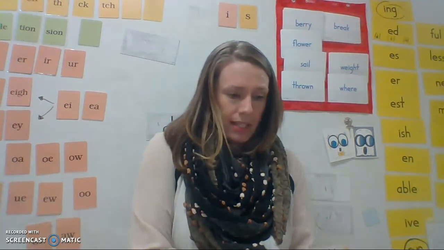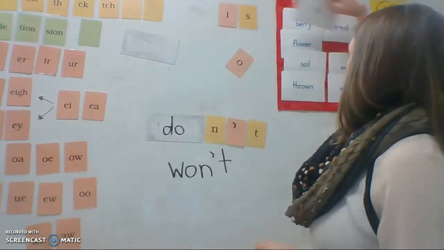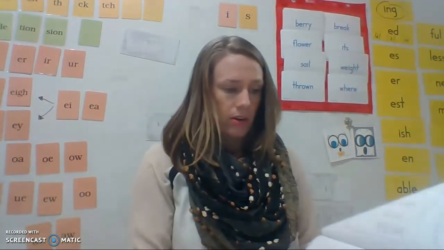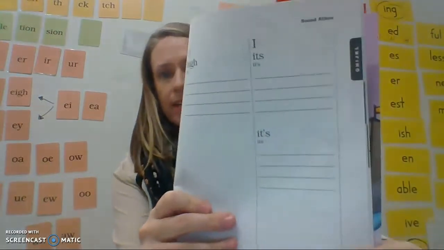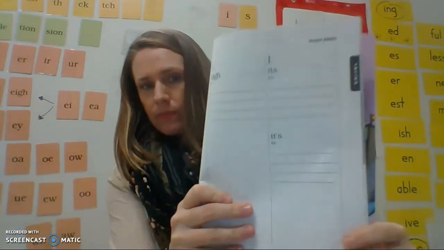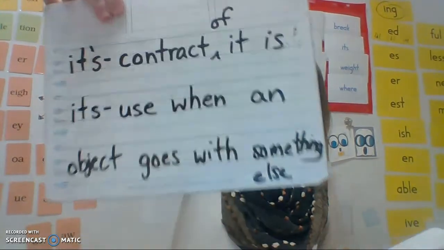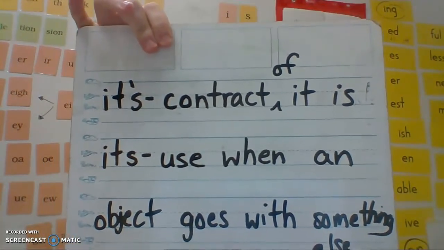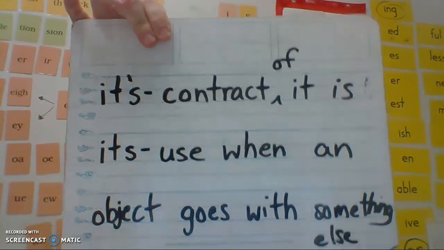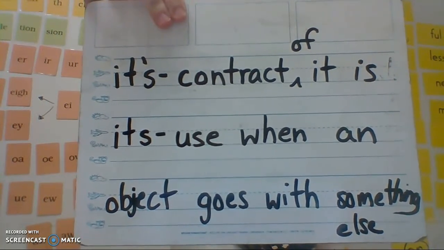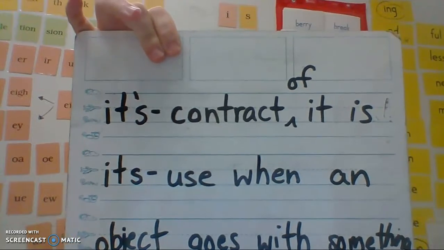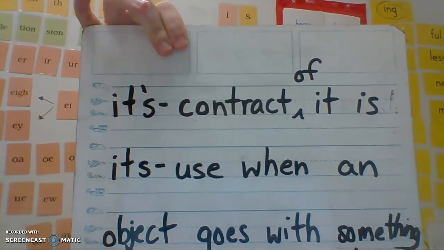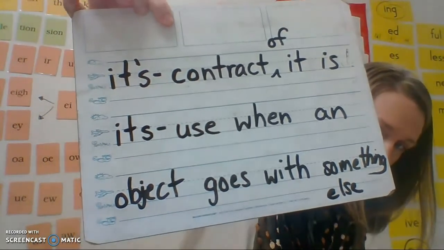Okay. So you need to add these definitions to your student notebook. So go ahead and grab your student notebook. And of course, you're going to go to the very back where the sound alikes are and look for the I. It is page 97. Looks like this. And here are your definitions that I'll hold up for you to copy in. It's a contraction of it is, and its, use when an object goes with something else. Okay, pause until you have that completed.